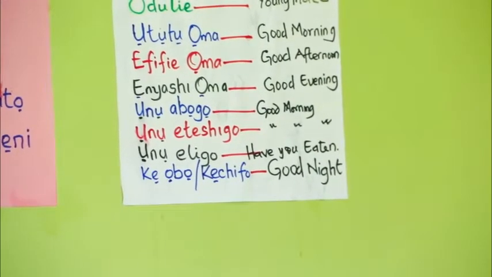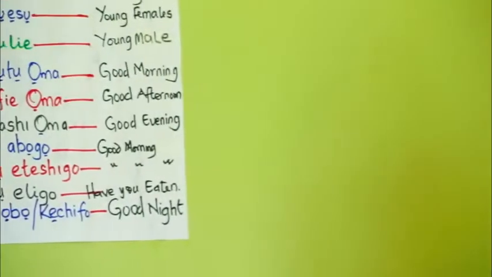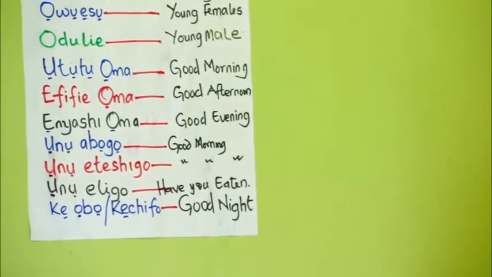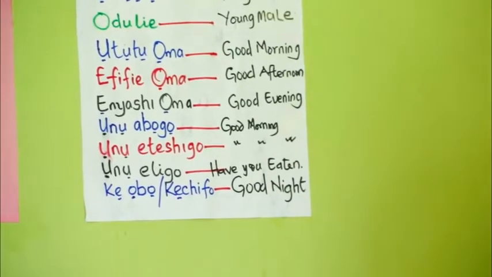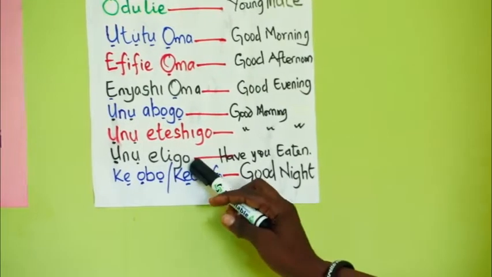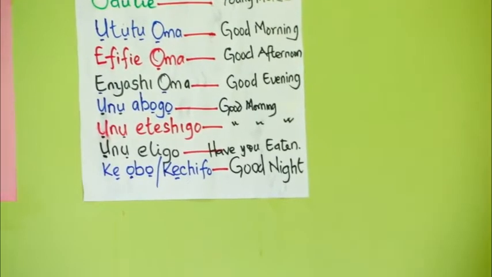Have you eaten? Now, if you want to ask someone in Ukwuani language whether he or she has eaten, you can say Unuerigo. In English it means have you eaten. So if you want to ask your mom, your dad, or your family members, Nnem, nnam, unuerigo. Mom, dad, have you eaten? Okay? Good.